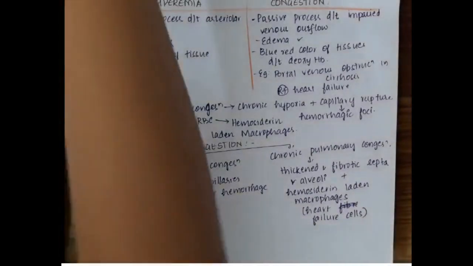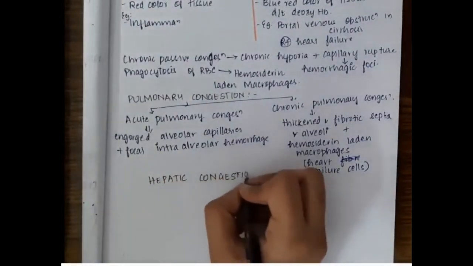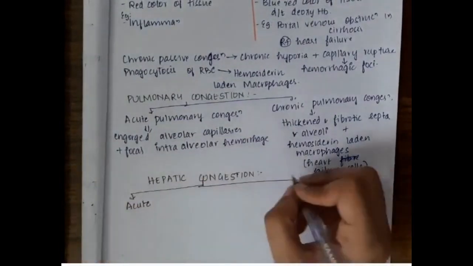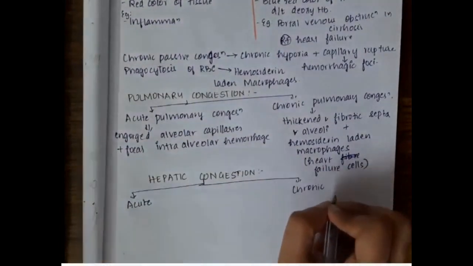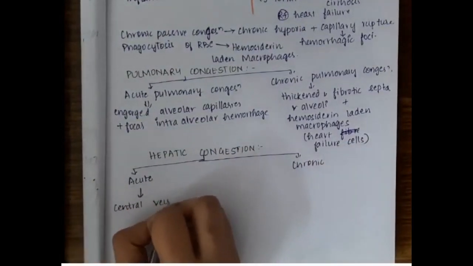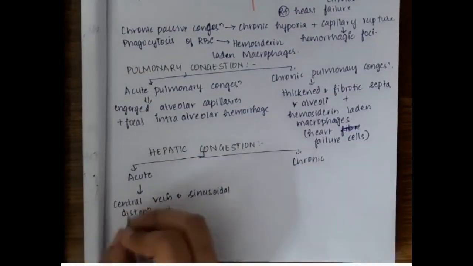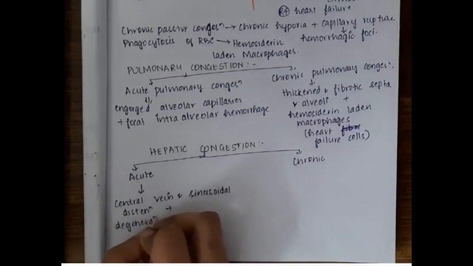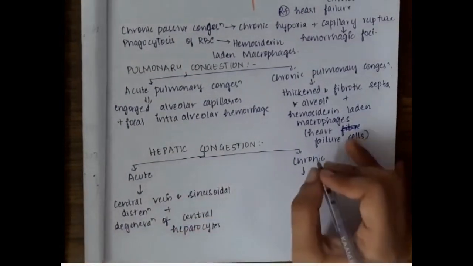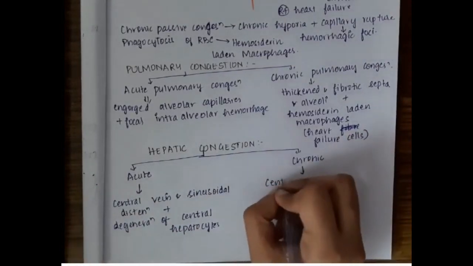We also have one more type of congestion in one more organ, which is hepatic congestion. Hepatic congestion can be acute or chronic. In acute congestion, there is sudden blockade to the outflow of the vein. As a result, central vein and sinusoidal distension is seen along with degeneration of central hepatocytes.